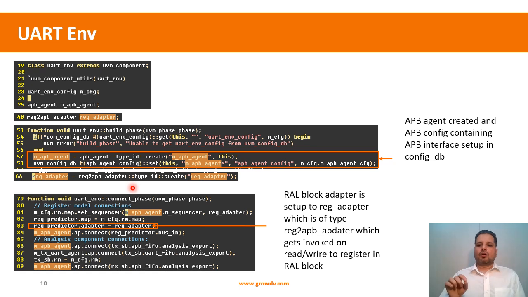So we have now closed on how the RAL adapter gets set up in the environment's connect phase. We will look at how the agent config gets set up, because within that config we have the virtual interface which can be used by the driver and the monitor present within the agent.